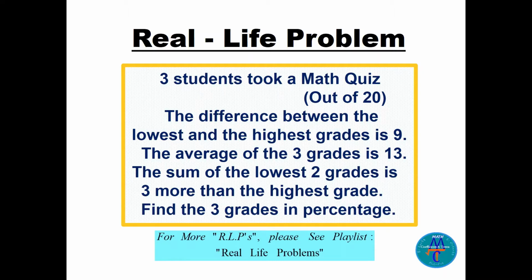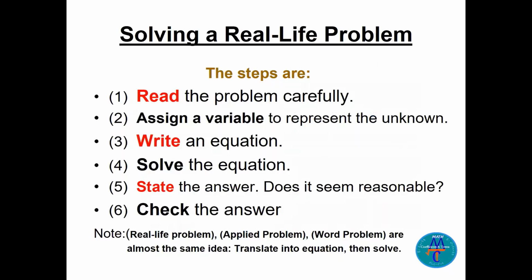So this is the first question in the new playlist called Real Life Problems. To solve such a question or other similar questions, the steps usually are: read the question carefully, one or more than one time. Assign a variable to represent the unknown, like let X or Y, whatever variable you like. Write the equation from the sentences, solve the equation, state the answer, and ask yourself, does it seem reasonable? Check the answer, make sure the numbers are correct.